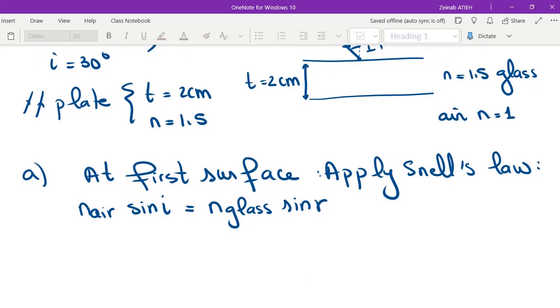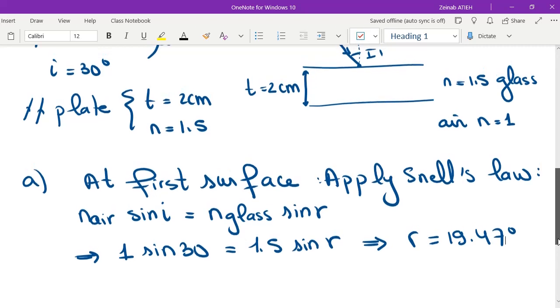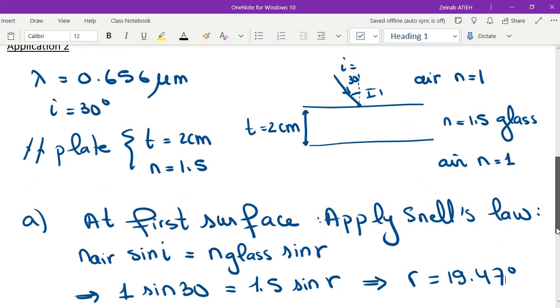Let's substitute the numbers and find the answer. So 1 sin 30 equals 1.5 sin R. We calculate it with shift sin, and we get R equals 19.47 degrees. It's fine that it comes out in degrees, don't find it in radians. Okay. You see, the angle of refraction is smaller than 30, as we expected. So the light does not continue straight; rather, it refracts towards the normal.